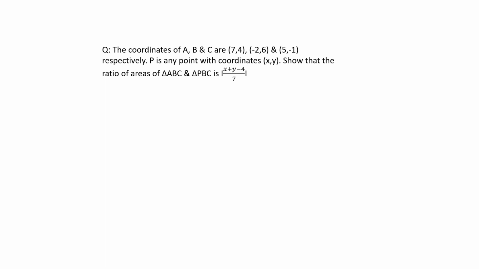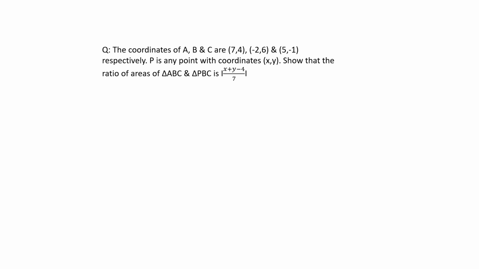The coordinates of A, B and C are (7, 4), (-2, 6) and (5, -1) respectively. P is any point with coordinates (x, y), so that the ratio of the areas of triangle PBC and triangle ABC is the determinant of (x + y - 4) divided by 7.